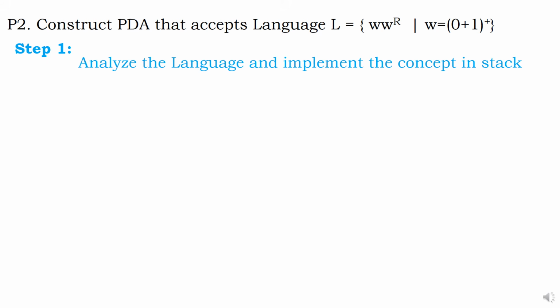Let us see one more problem, that is WW power R using PDA. How do we construct the PDA? That is the word and the reverse of the word. Now if you take the string 0, 1, 1, middle, 1, 1, 0, the reverse. Now if you stand in the middle, this one's counterpart is this one. This one's counterpart is this one. This 0's counterpart is this 0, which means whatever letter comes, the same letter.